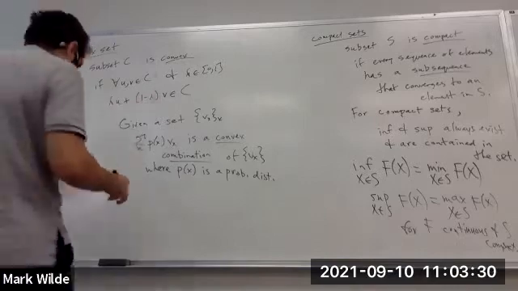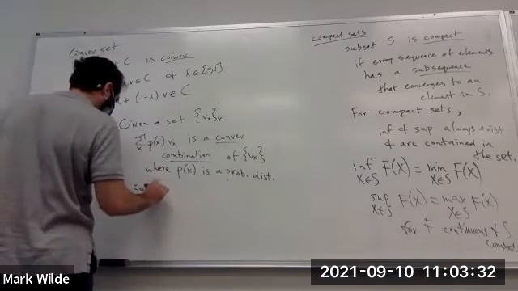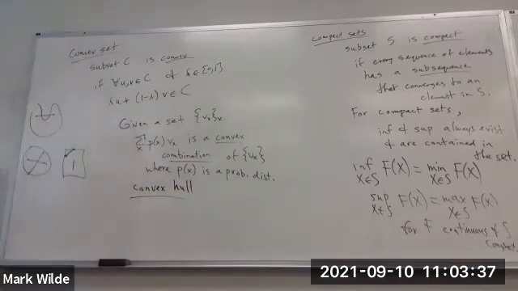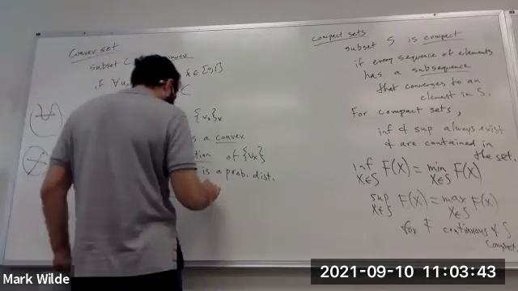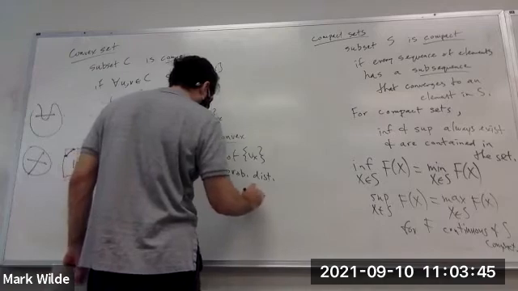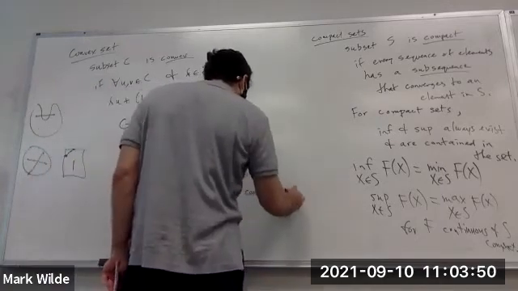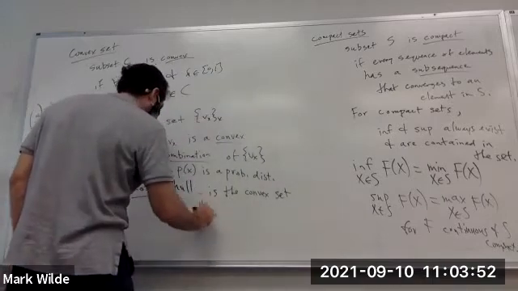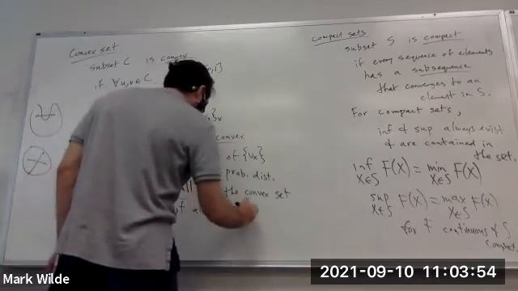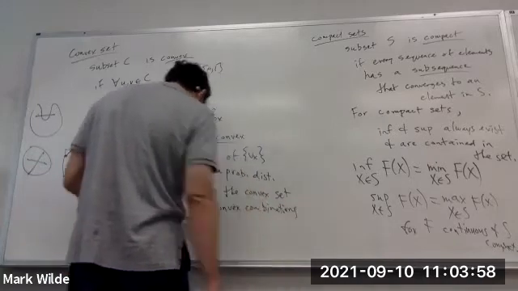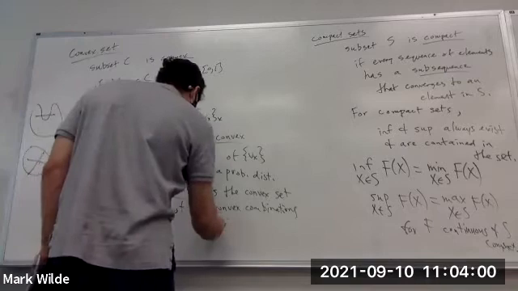All right. Convex hull. This is how you convexify an arbitrary set. Right? So the convex hull is the convex set of all convex combinations of vectors in a set.